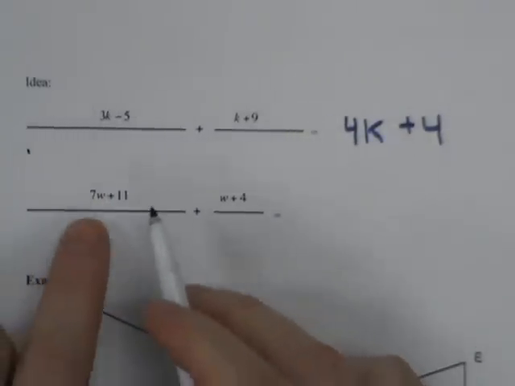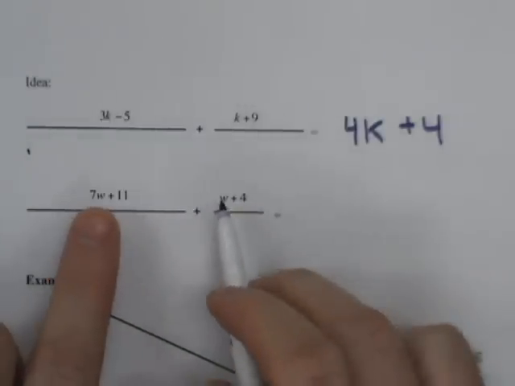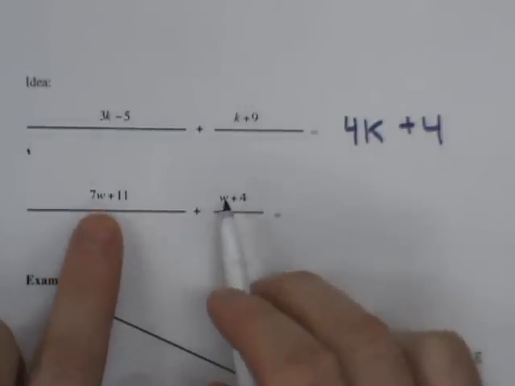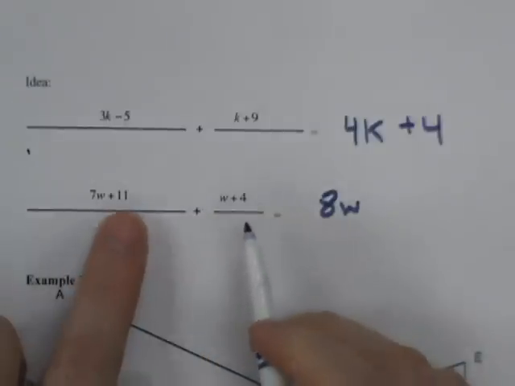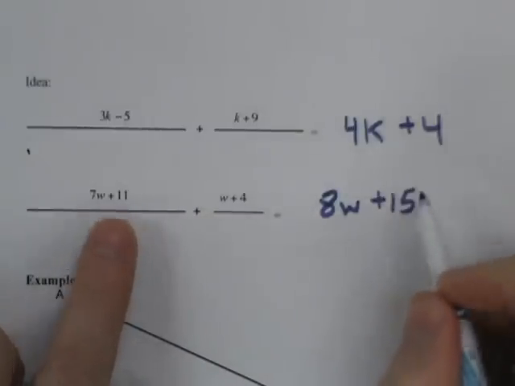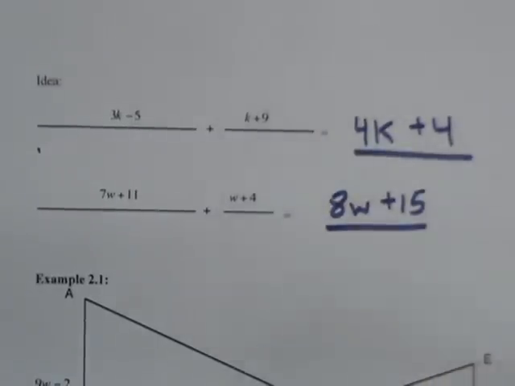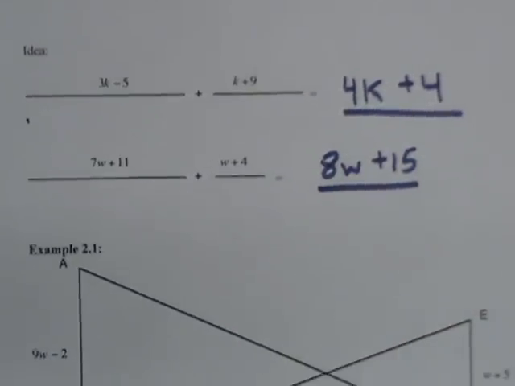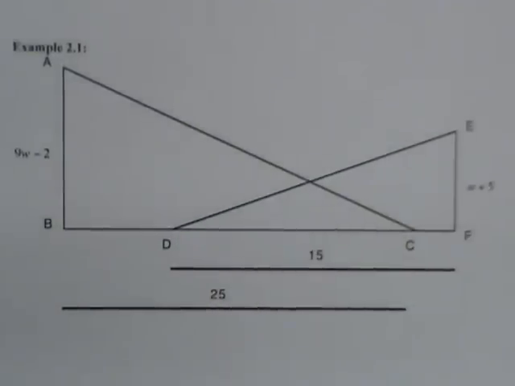Second example of this, we've got 7w plus 11 and w plus 4. If I add the like terms together, 7w and w would produce 8w, and then the 11 plus 4 would be plus 15. This may be an idea that you're going to have to use in the next couple of examples.